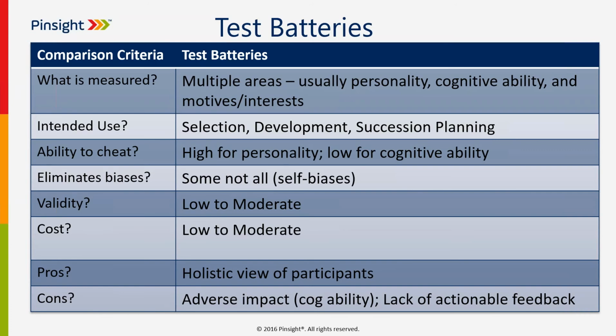Some even include self-report biographical data. So what is your experience doing this task? Or what is your tenure in this type of position? Oftentimes they're used across a variety of talent management contexts: selection, development, succession planning. And the ability to cheat is really based on the makeup of the tests within the battery. So for example, like we mentioned, it's fairly high for personality, fairly low for cognitive ability. So if the battery has a blend of both, then the ability to cheat would be high for some areas and low for others.